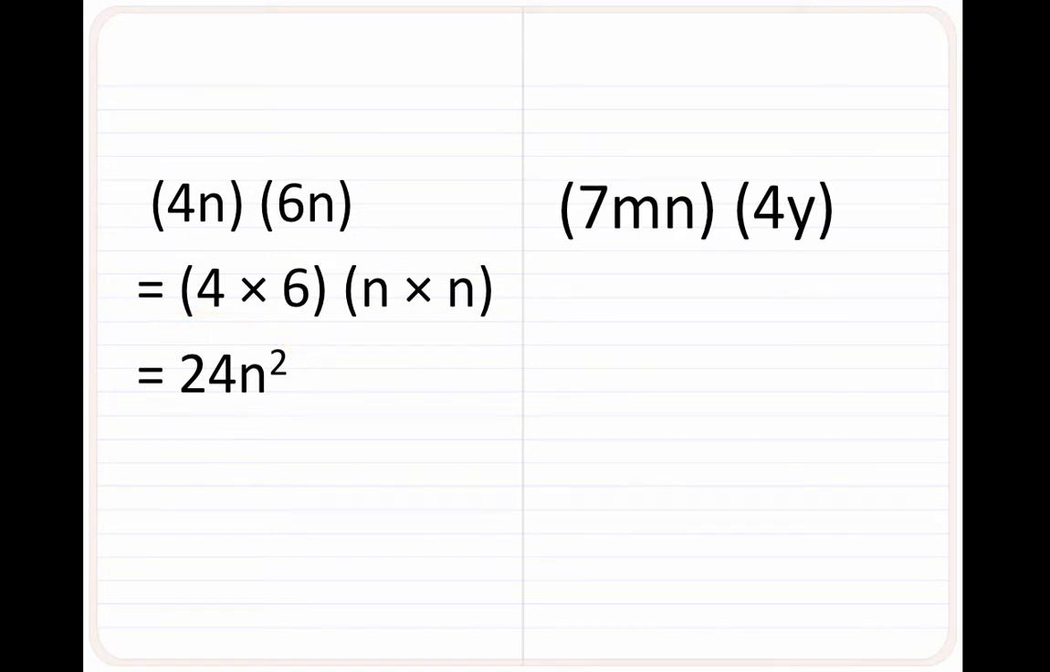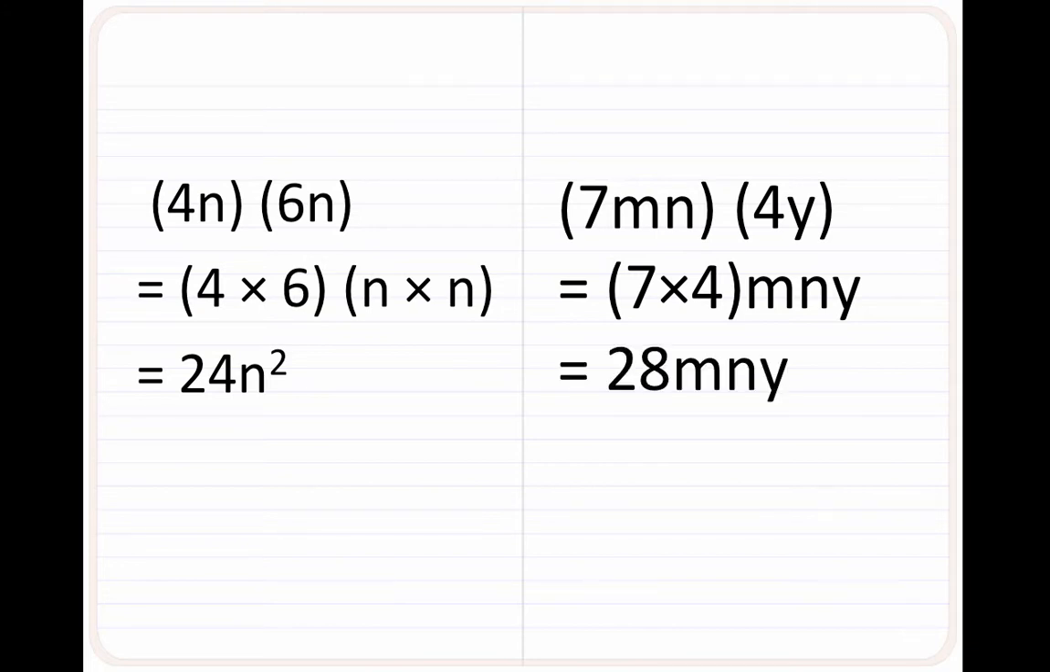Now, let's say we have 7mn times 4y. First, you would multiply the numbers, 7 times 4, and then the variables, mn times y. That would equal 7 times 4, 28, and mn times y, mny, which is 28mny.